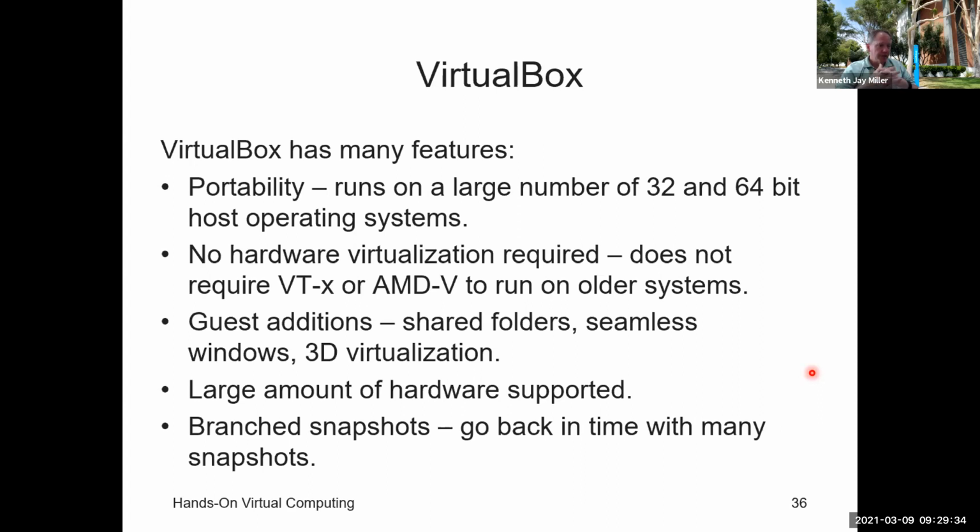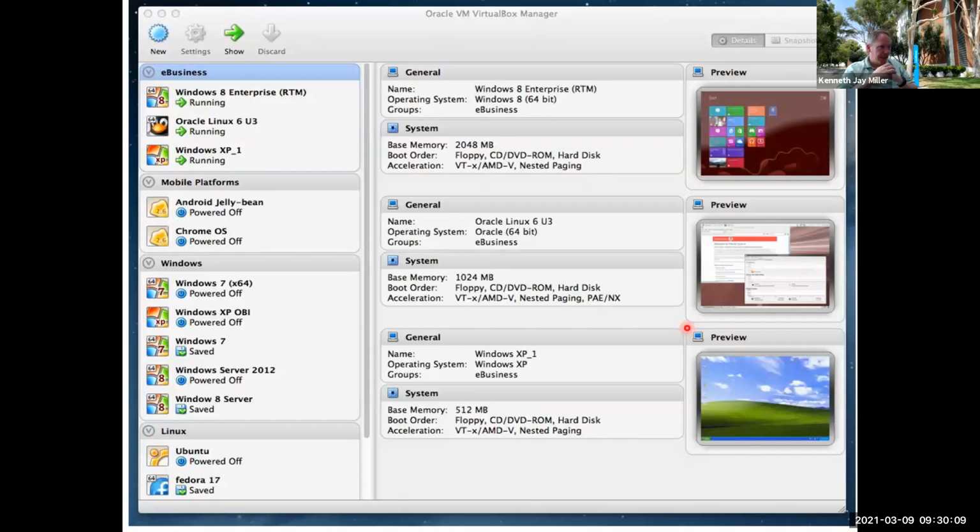Okay, and then VirtualBox has what's known as branched snapshots. So that allows us to go back in time with many snapshots. Now, the more snapshots you take, the more hard drive space you're using up. So you have to kind of be a little bit aware of that. But if you're doing some, let me try this, that worked, stop. Let me try this, that failed, roll back. The taking of snapshots is a big deal.